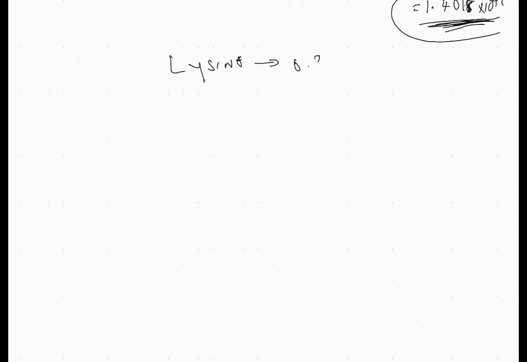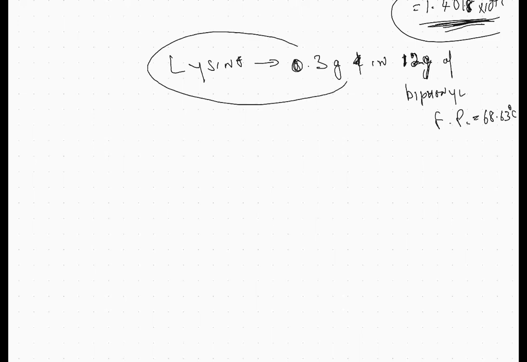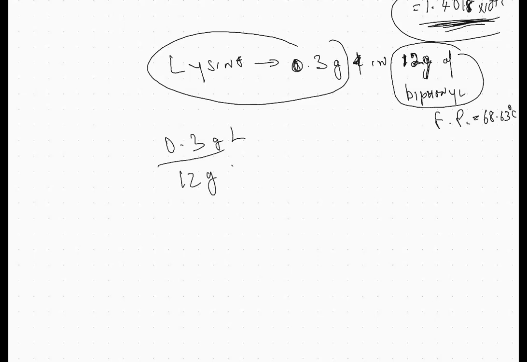in 12 grams. Okay, not liter, 12 grams of biphenyl. Biphenyl, which freezes at a normal freezing point. So 0.3 grams of lysine in 12 grams of biphenyl. So we have 0.3. I'll put L, 12 grams, I'll put B, biphenyl. But normal biphenyl freezing point is, okay. So not the normal, when you mix it like that, it gave a freezing point of 68.63.